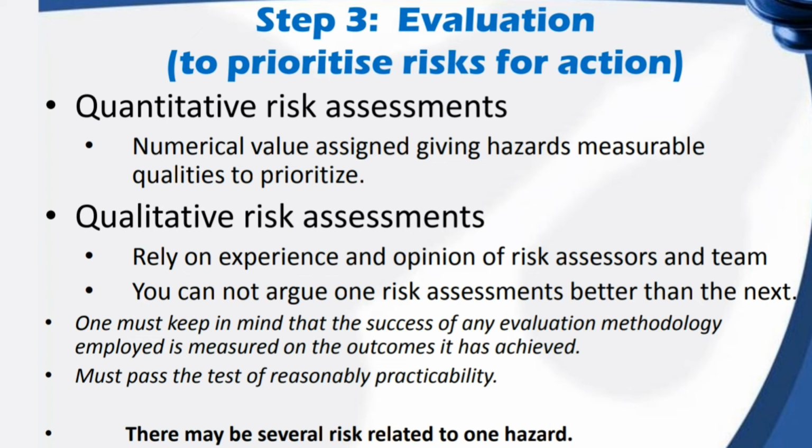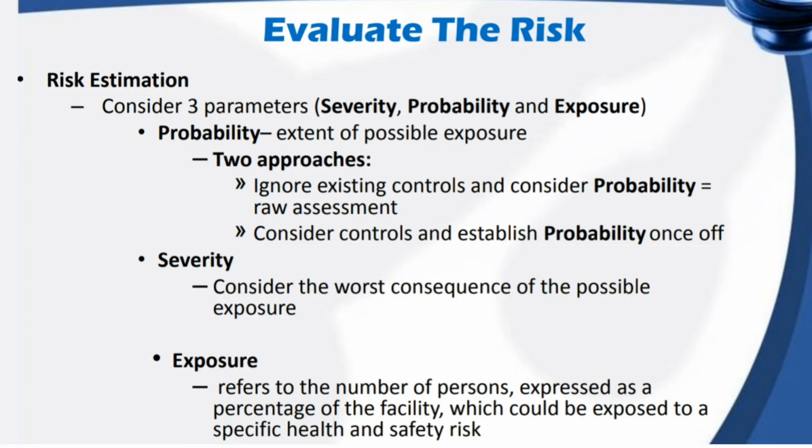There may be several risks related to one hazard. Evaluate the risk estimation and consider three parameters: severity, probability, and exposure. Probability is the extent of possible exposure. Two approaches: ignore existing controls and consider probability, which equals the raw assessment; or consider controls and establish probability once off. Severity: consider the worst consequence of the possible exposure.